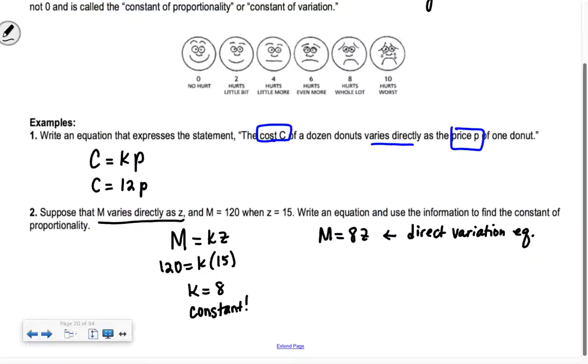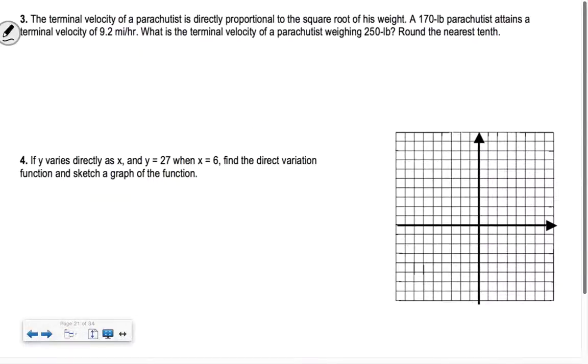Oh, equation, sorry, EQ. All right, so the terminal velocity of a parachutist is directly proportional to the square root of his weight. This is kind of like a real life example, but it's kind of a morbid example, right? So the faster a parachutist goes is directly related to his weight, right? Oh my God. I know, but luckily it's not that big of a difference.